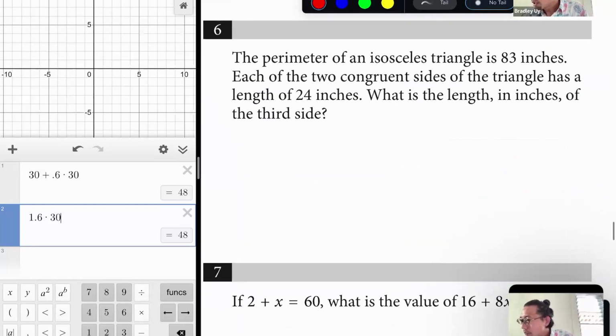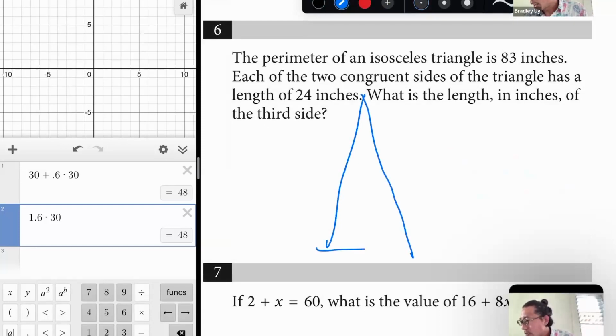6. The perimeter of an isosceles triangle. The definition of an isosceles triangle is where at least 2 sides are congruent, or I've heard where exactly 2 sides are congruent. Depends. But that is an isosceles triangle. The perimeter, which is the measure around, you get by adding up all the sides, is 83. Each of the 2 congruent sides is 24 inches, and we need to find the length of the third side.